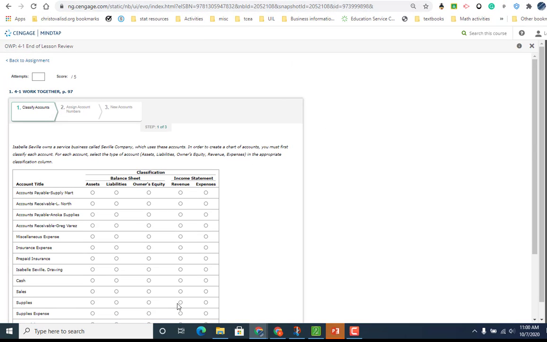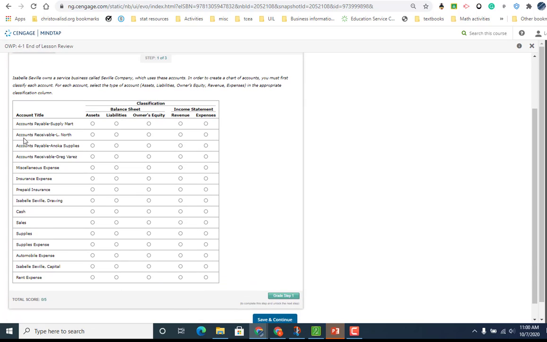In the work together, you're first just identifying the classification. So a payable is a liability. And you see up here it says balance sheet and income statement. We are going to have big pages that we are going to be dealing with. Balance sheet is going to talk about certain things. Income statement is going to talk about your revenues and expenses. Income statement tells you if you're profitable or not profitable. Balance sheet kind of shows you where you're at with your assets in your business.